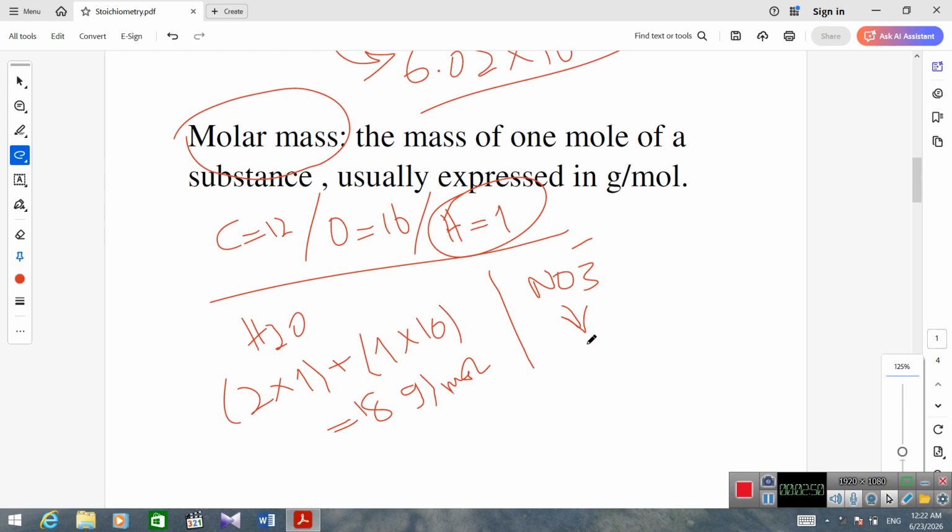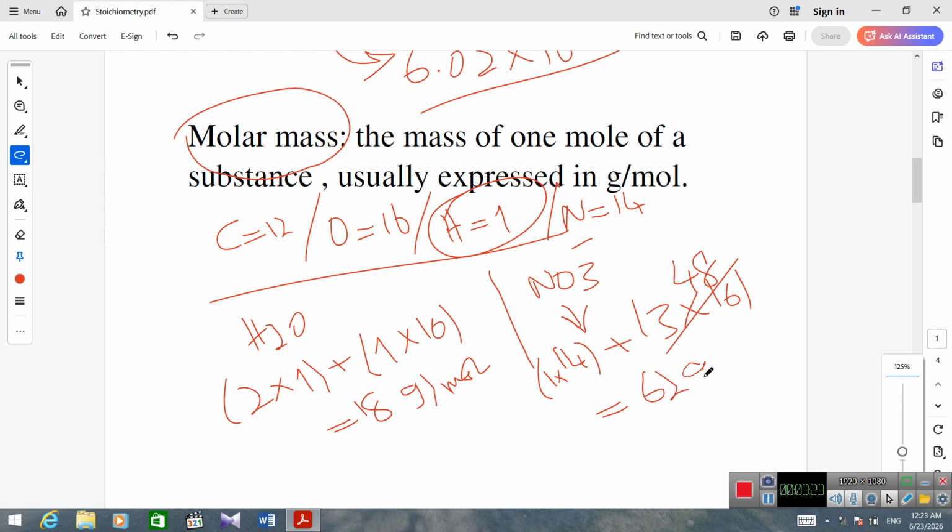About the ion, we have 1 nitrogen. Its atomic mass is 14 grams per mole, and we have 1 nitrogen plus 3 oxygens, so the molecular weight or molar mass will be 14 plus 48, which is 62 grams per mole.